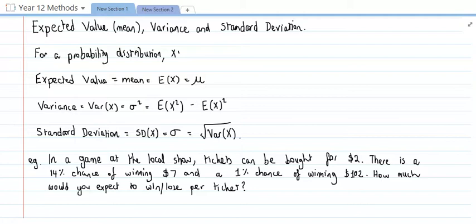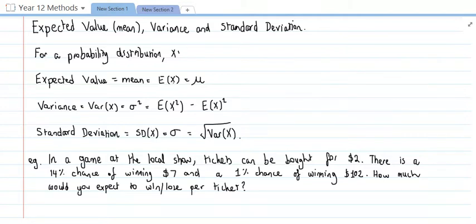The variance is a measure of spread, so that's a measure of how far the value is spread from the mean, and the standard deviation is also a measure of spread. The difference between them we'll go into again soon.